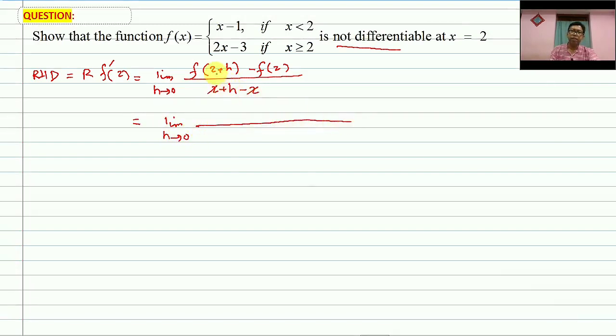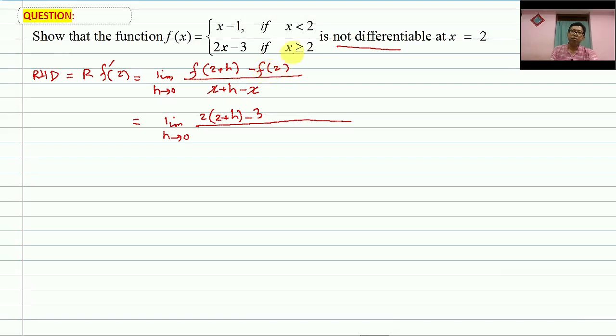For f of 2 plus h, that means x is more than 2. Now here see that for the domain x more than 2, the function is 2x minus 3. So x is replaced by 2 plus h, giving 2 times 2 plus h minus 3. Next, minus f of 2.